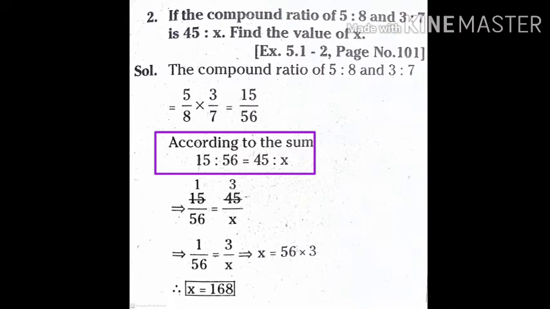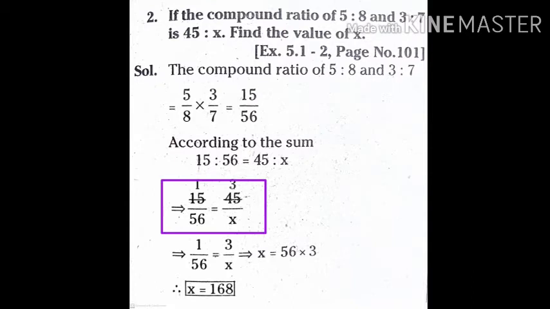We know if two ratios are equal, then they are said to be in proportion. So 15:56 is equal to 45/x. Here cancel with the 15 table. 15 1s are 15, 15 3s are 45. That implies 1/56 is equal to 3/x. Cross multiplication: 1 into x, x, is equal to 56 into 3. Next step, x is equal to 56 3s are 168.